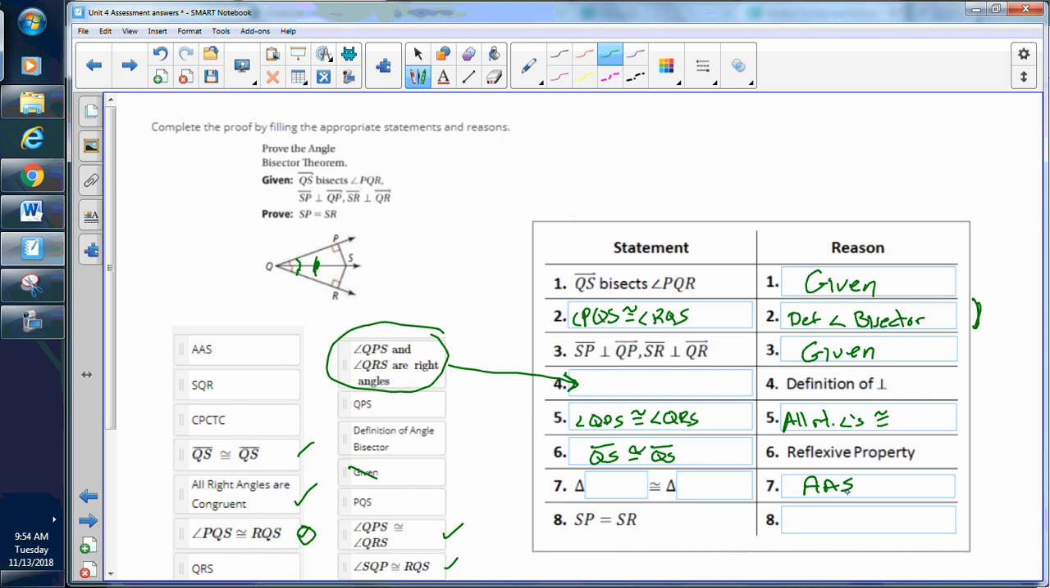We need to name the 2 triangles. We have these choices. We need to name them in such a way that pieces match up, and that would be QRS and QPS. And then finally, we talked about 2 pieces of them, SP and SR, and so that would be corresponding parts of congruent triangles are congruent.